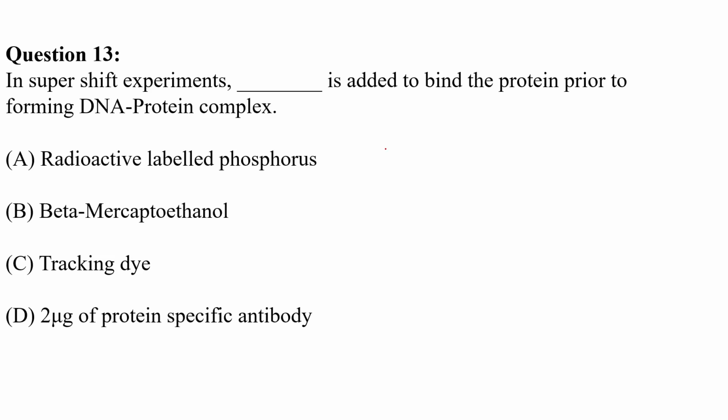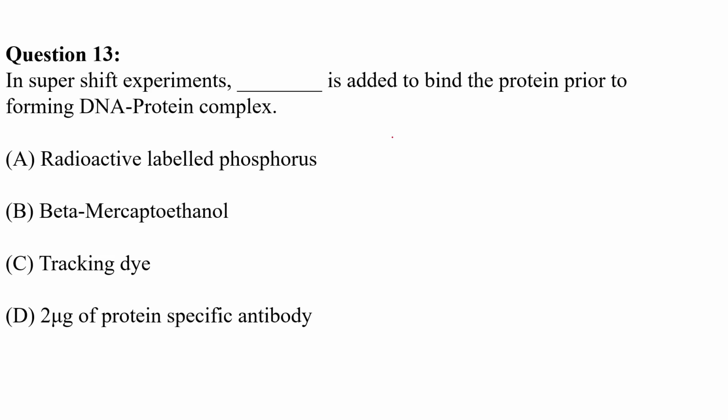Moving to the next question. In a super shift experiment, dash is added to bind the protein prior to forming DNA protein complex. Option A, radioactive labeled phosphorus. Option B, beta mercaptoethanol. Option C, tracking dye. And option D, 2 micrograms of protein specific antibody.